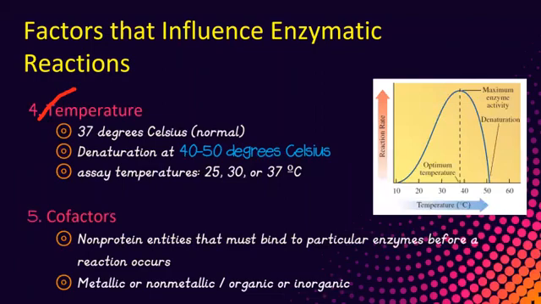As we mentioned earlier, cofactors are non-protein entities that must bind to a particular enzyme before a reaction occurs. So we already defined this one earlier. The presence of a cofactor, class, is a requirement for some of our enzymatic activity to start. So it can be metallic or non-metallic.